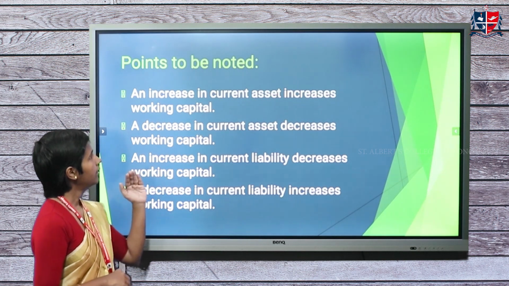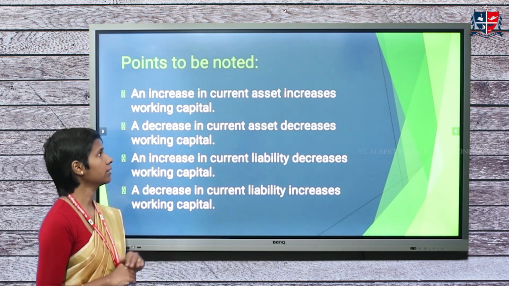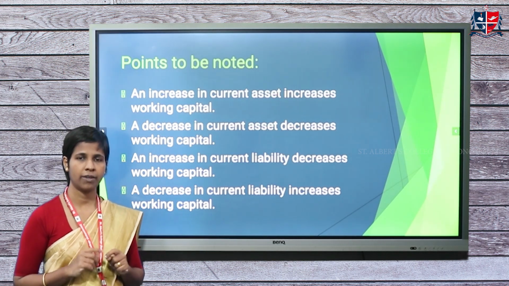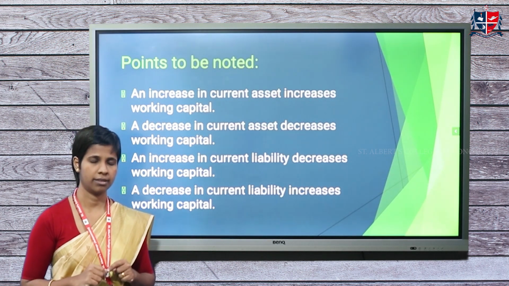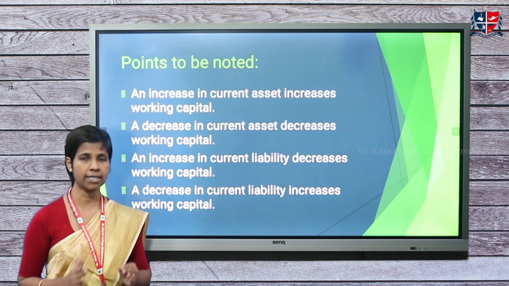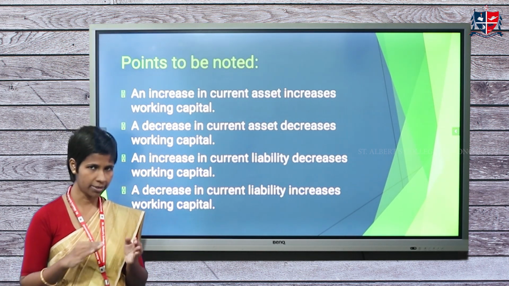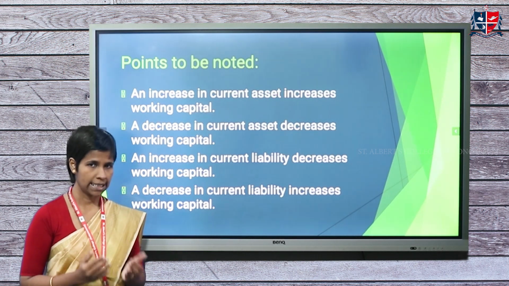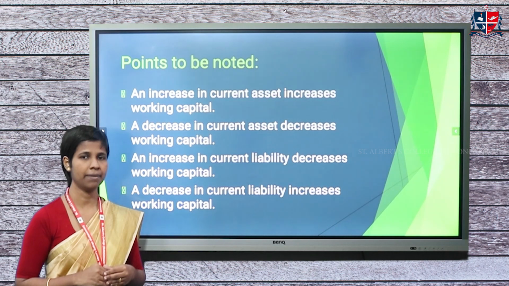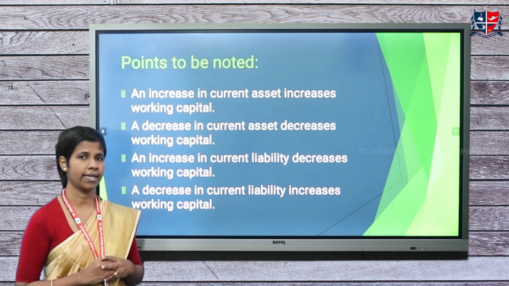An increase in current assets increases the working capital. We know that the formula used for computing working capital is current assets minus current liabilities. From this formula we can see that an increase in current assets leads to an increase in working capital, and a decrease in current assets leads to a decrease in working capital.